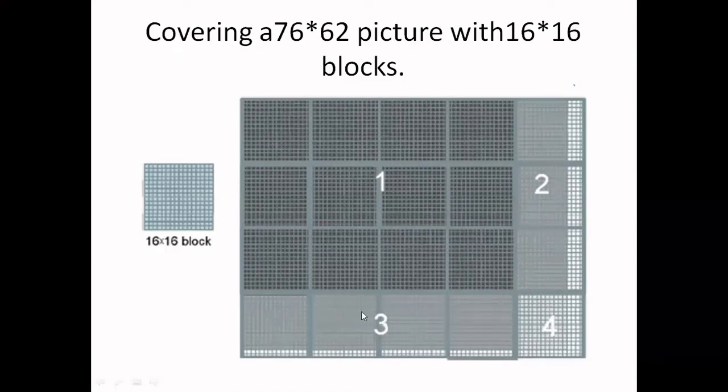Now this is your picture, which was a 76 cross 62 picture. How many blocks did you need? You needed about 20 blocks. Then there are certain regions specified here. You can see them as 1, 2, 3 and 4.